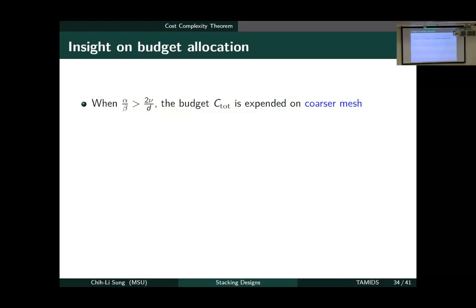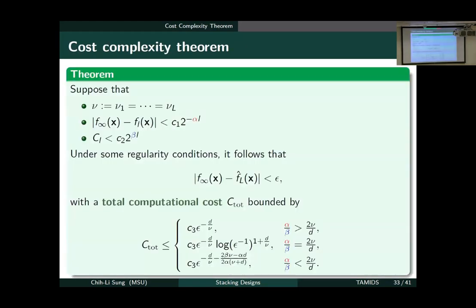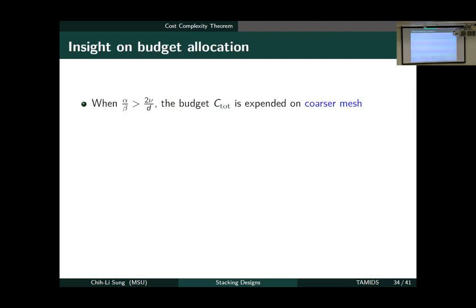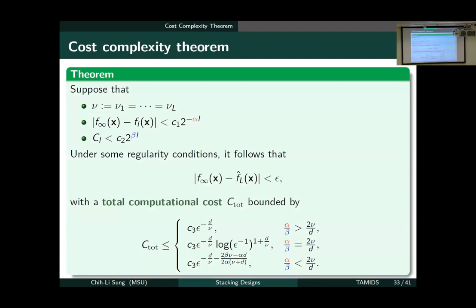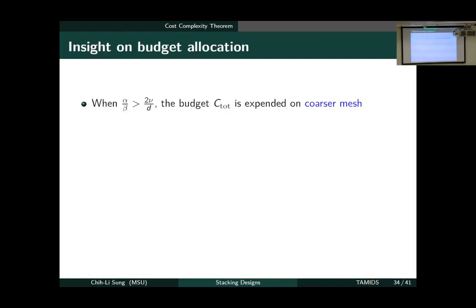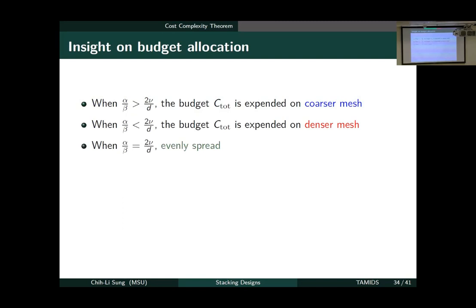What was C3 in the previous one? C3 is just a constant, some unknown constant, because we are only interested in the rate related to this error. So in this case, we spend more budget on coarse mesh sizes, so on low fidelity simulations. If this condition is met, then we spend more budget on the high fidelity simulations. If this condition is met, then we evenly spread those simulations.